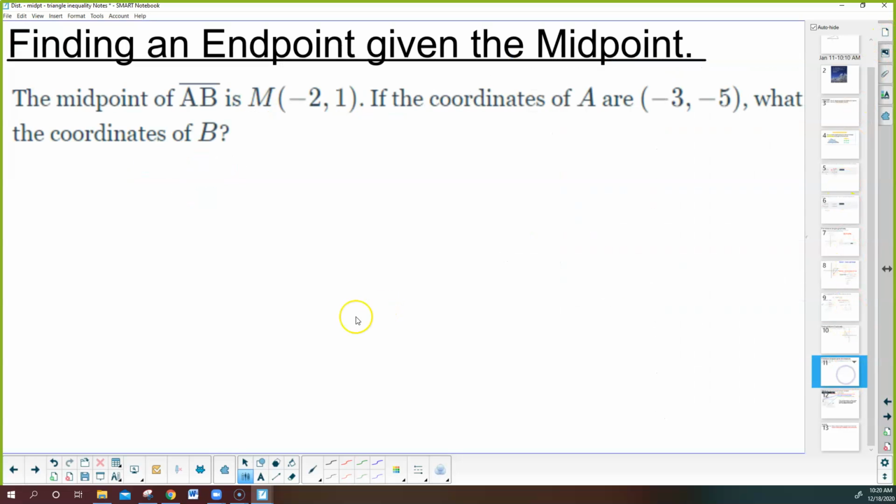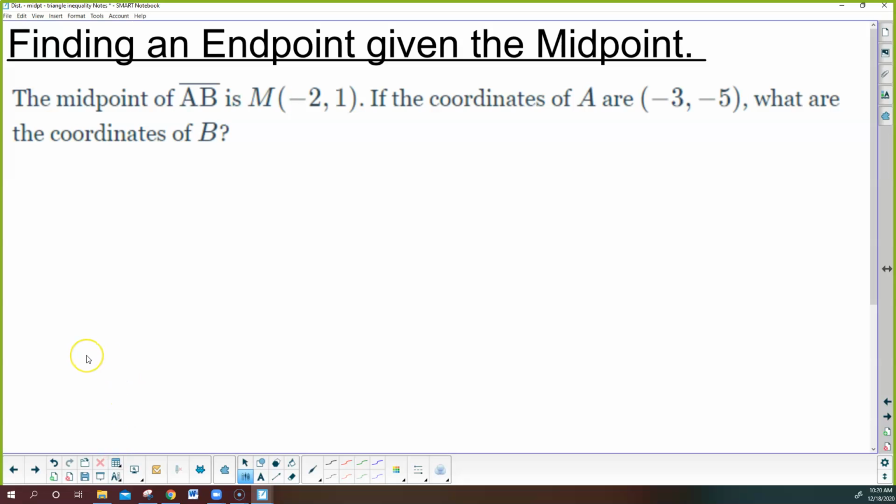All right, last problem, very last problem, is what if we give you the midpoint and one endpoint? Can you find where the other endpoint is? Now, we could do this graphically. I could give you a graph and you would draw it, but we're going to look at solving this with the table. So the midpoint of AB is M, and that's at the location -2, 1. If coordinate A is -3, -5, what is the location of coordinate B?